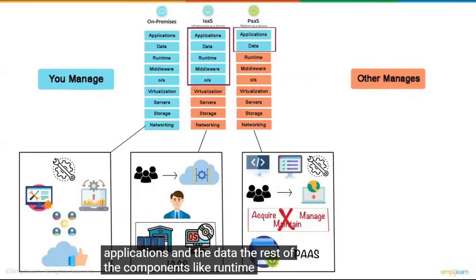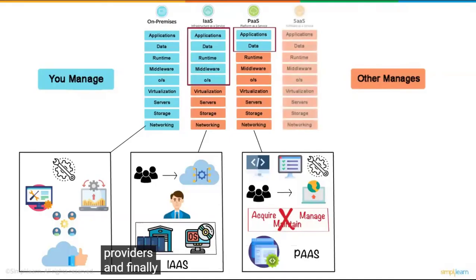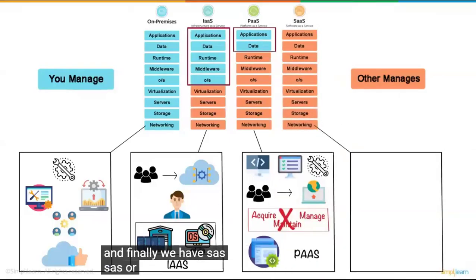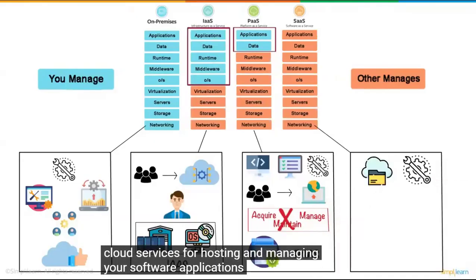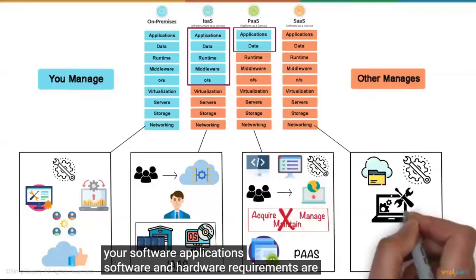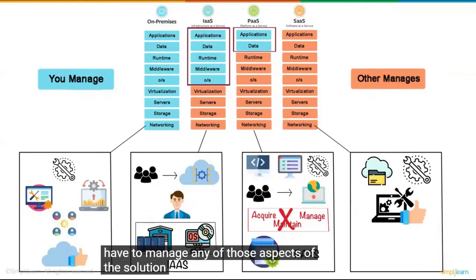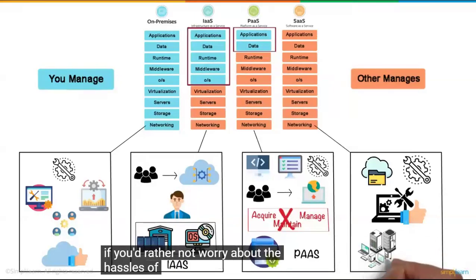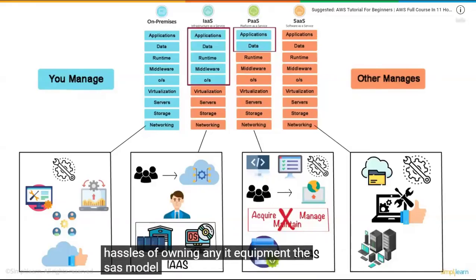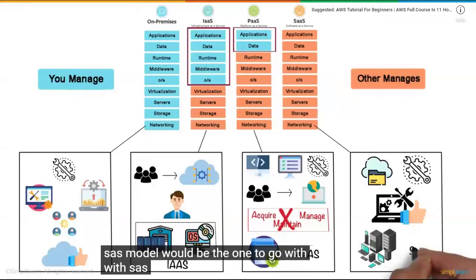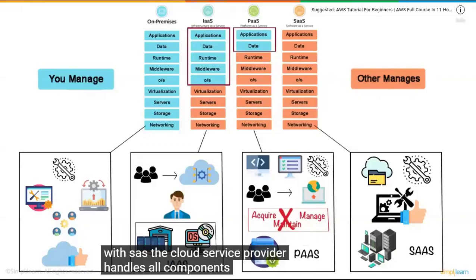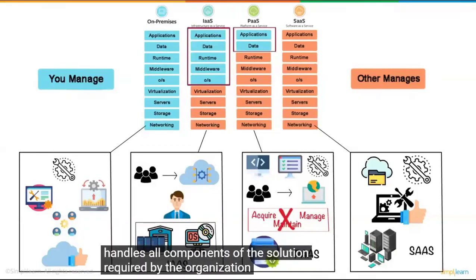The rest of the components like runtime, middleware, operating systems, servers, storage, and others are handled by the cloud service providers. And finally, we have SaaS. SaaS, or Software as a Service, involves cloud services for hosting and managing your software applications. Software and hardware requirements are satisfied by the vendors, so you don't have to manage any of those aspects of the solution. If you'd rather not worry about the hassles of owning any IT equipment, the SaaS model would be the one to go with. With SaaS, the cloud service provider handles all components of the solution required by the organization.